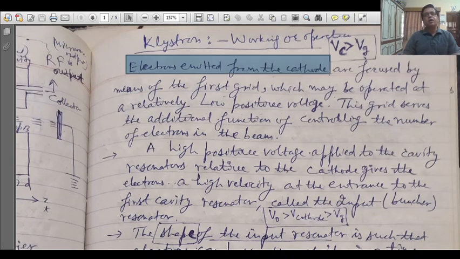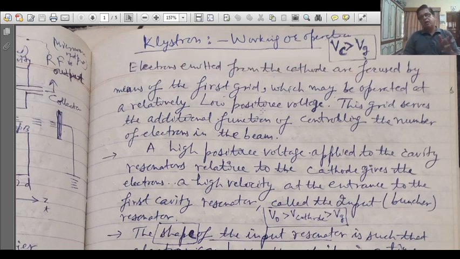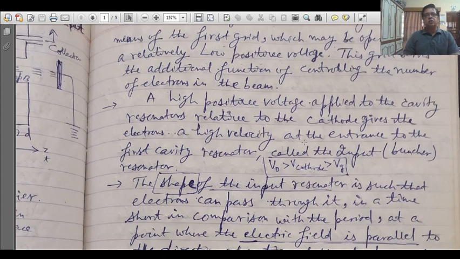Electrons are emitted from the cathode as usual and focused by the first grid, which is operated at a low positive voltage. That means VG is greater than VC. This grid also controls the electrons in the beam. Electron numbers are also controlled by this grid.